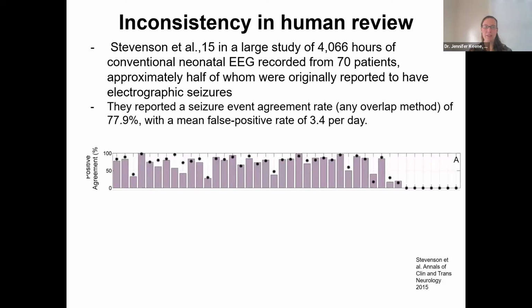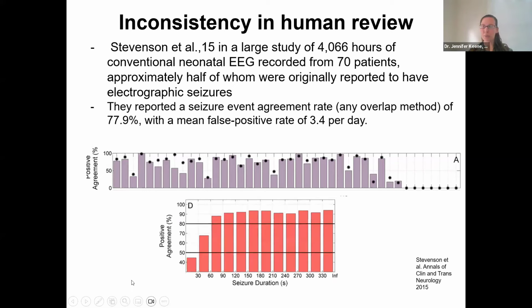And when we look at where we had that, each of these columns is the percent agreement for an individual baby with seizures. And we can see that for some babies, they had really obvious seizures. They agreed 100% of the time. And for some babies, they agreed a much lower percentage of the time, 10 to 20%. And when they dug a little bit more into what contributed to that agreement, we could see that our percent agreement goes up substantially when we get to seizures that are greater than 30 to 50 seconds. And once they're very long seizures, our agreement rate hovers around 90%.